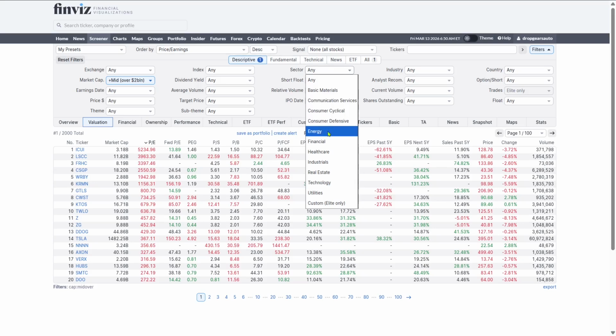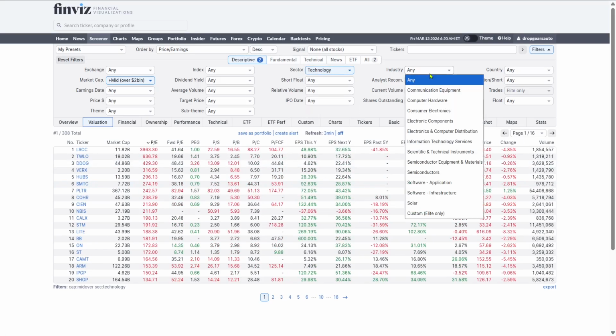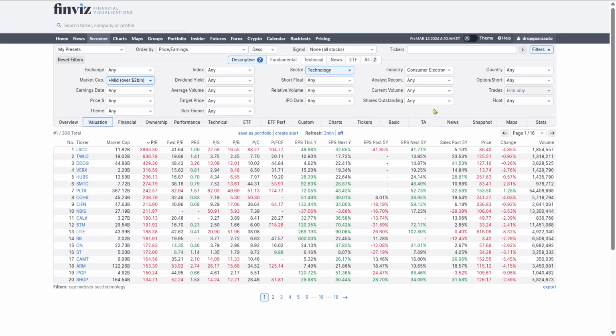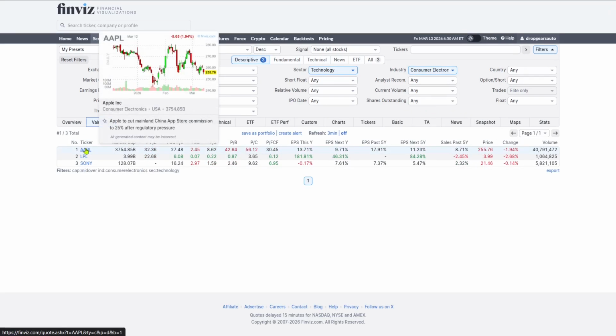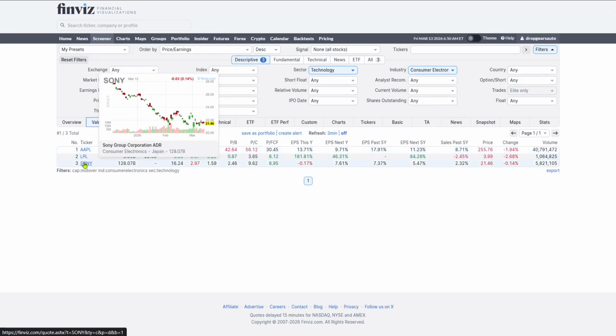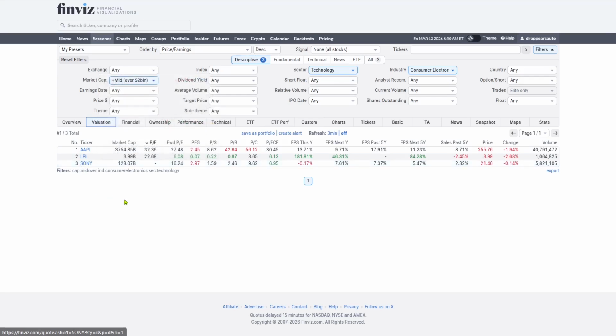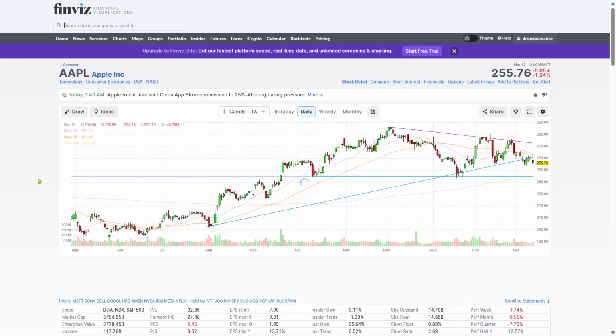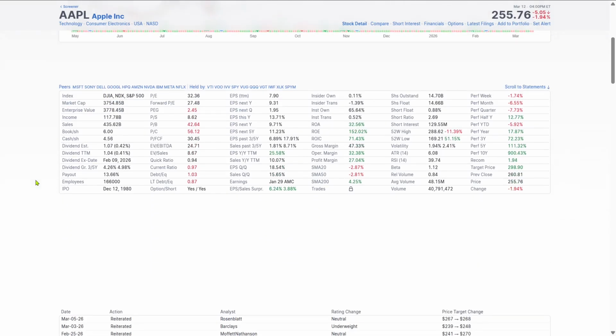This reveals the heavy hitters: Apple (AAPL), LG, and Sony. Apple Inc. is the undisputed leader here. Let's dive deeper into Apple by clicking its ticker symbol. Surface level metrics. Before looking at the price chart, we must understand the business. The summary table provides vital, comparable metrics.